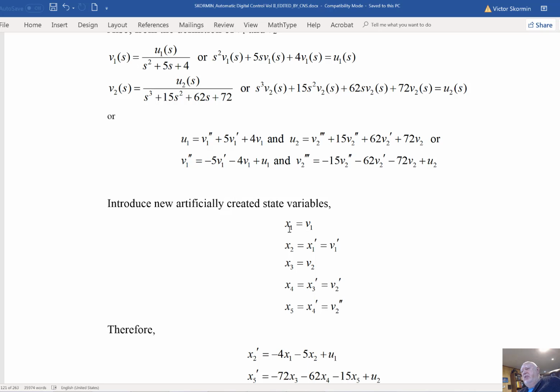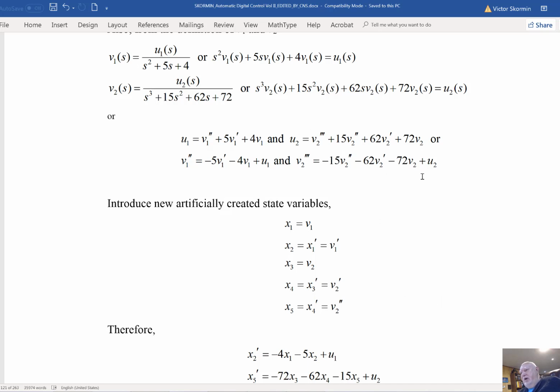I will introduce the following state variables. Look, this is a second order differential equation. It looks like I need two state variables. And this is a third order differential equation. It looks like I need three state variables. So look what I do. I have state variable x1 equal to v1. This will take care of v1. I have state variable x2 equal to v1 prime. v1 prime is taken care of now. It is defined as x2.